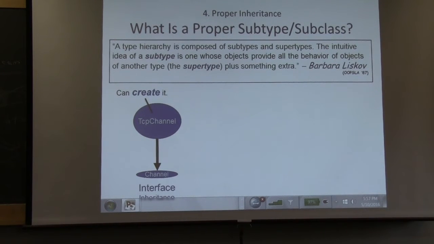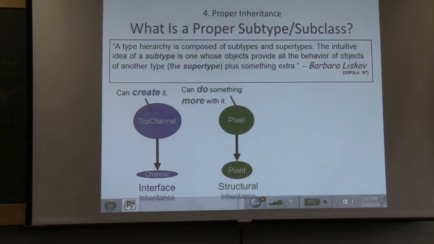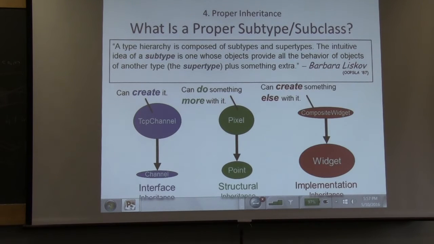So here we have a channel. We can create a TCP channel. The channel interface, we can't create it. So a channel and then a TCP channel. A TCP channel is a channel that we can create. Okay? A pixel is a point that we can set the color to. We can get and set the color. Something more. Now, what we have to be careful about is, as soon as we get to the point where it can do some things better but not other things better, it does them worse, we no longer have the substitutability property. We have that fat interface thing going on again, or something similar to it.